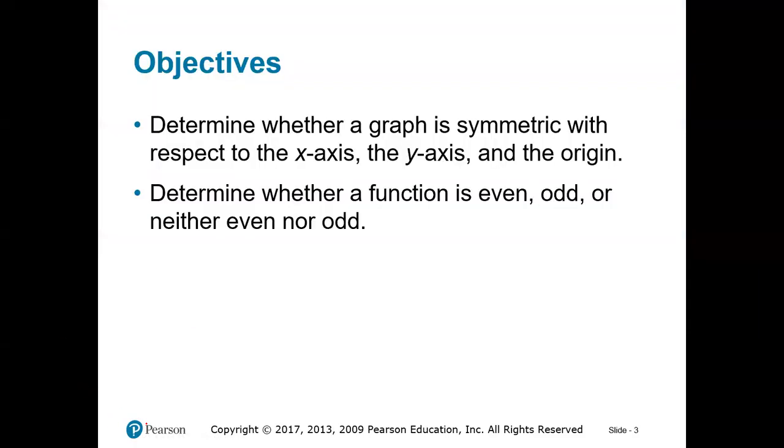Let's talk about symmetry. Our objectives here are to determine whether a graph is symmetric with respect to the x-axis, the y-axis, and the origin. We're going to determine whether a function is even, odd, or neither.